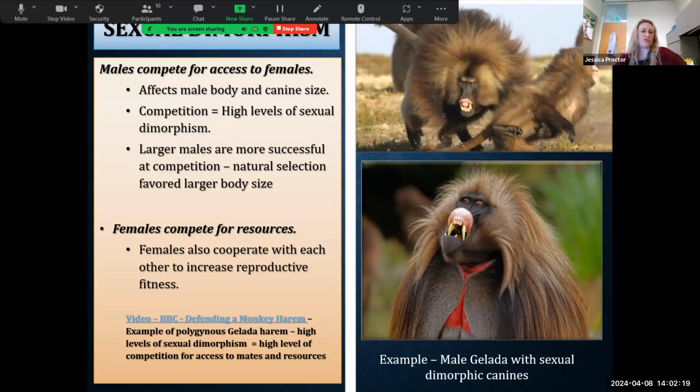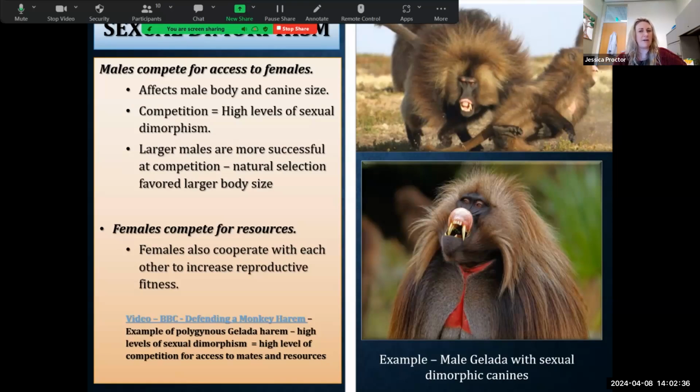So as you're watching this gelada harem, I want you to take note of a few things. How are the males signaling their dominance, whether it's verbally or non-verbally? How are they signaling their dominance? I want you to take note of the overall body size. Are the males larger than the females?